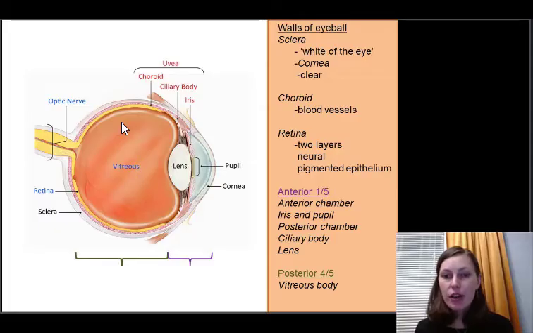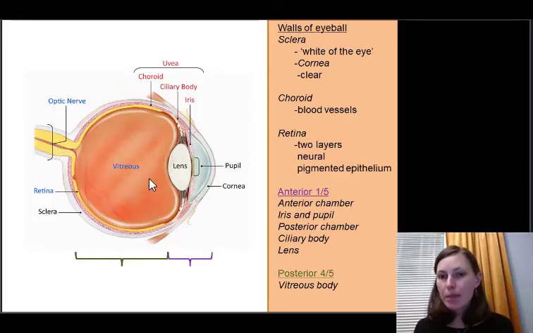In the posterior 4/5 of the eyeball, you have this gelatinous structure called the vitreous body or the vitreous humor. This is something we're going to see in the dissection video. The function of the vitreous humor is to create an internal pressure within the eye that's going to keep all of the other structures in place.